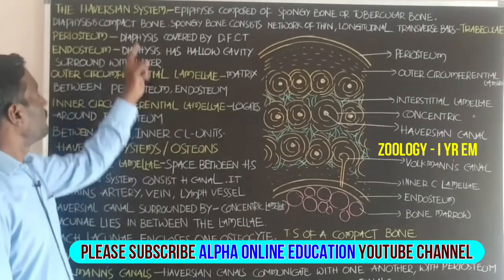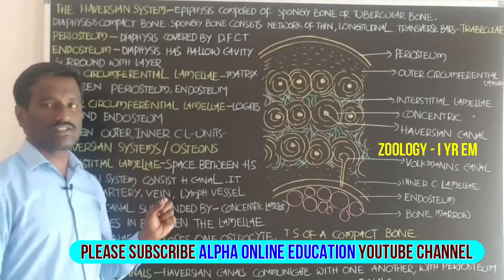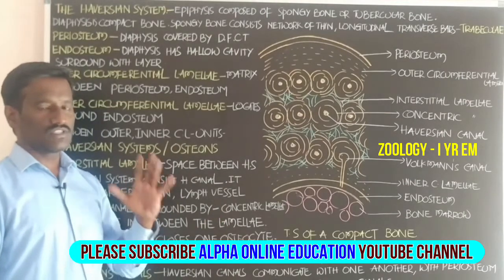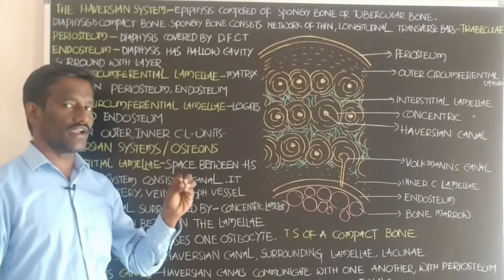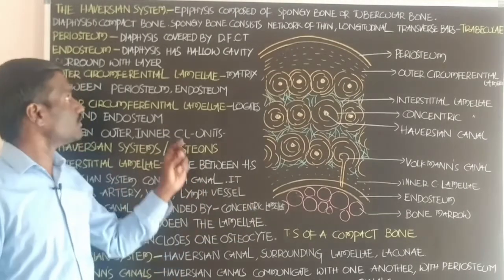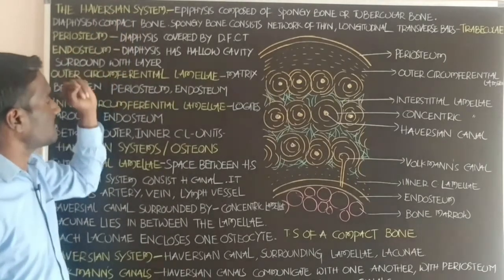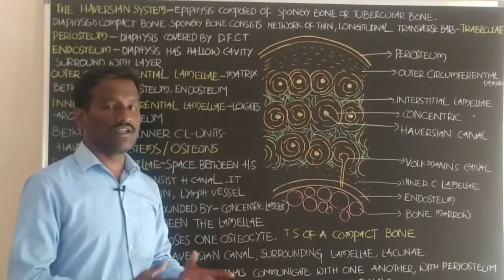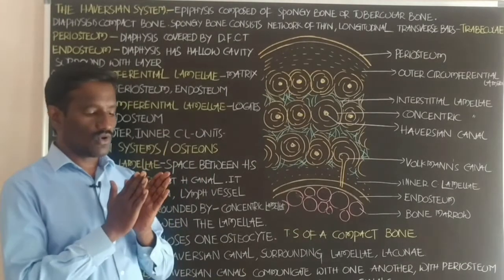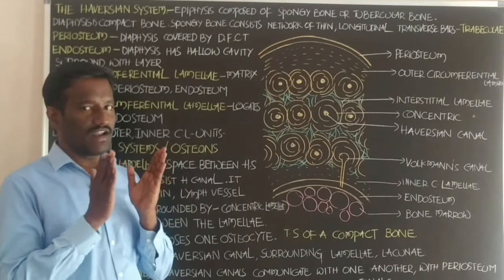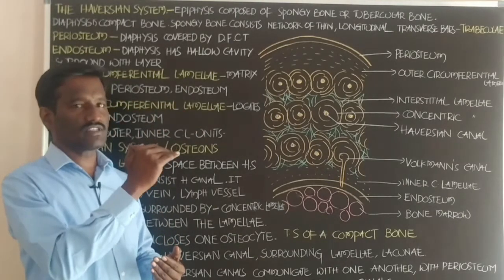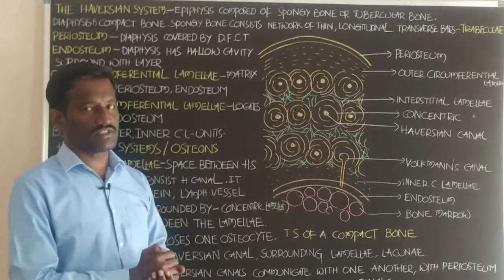Skeletal tissue divides into cartilage and bone. The Haversian system is contained in the bone. Students, you already know about the bone. Bone consists of three main regions: the epiphysis, the metaphysis, and the diaphysis.